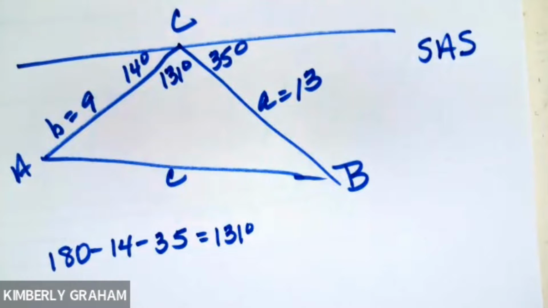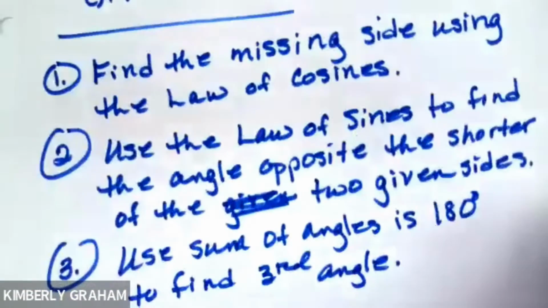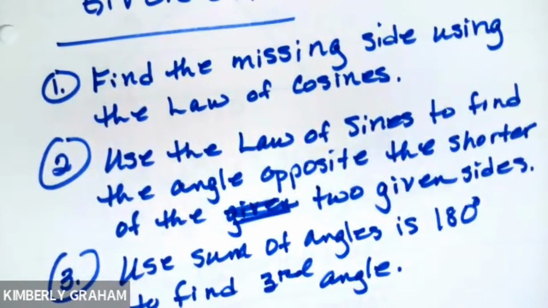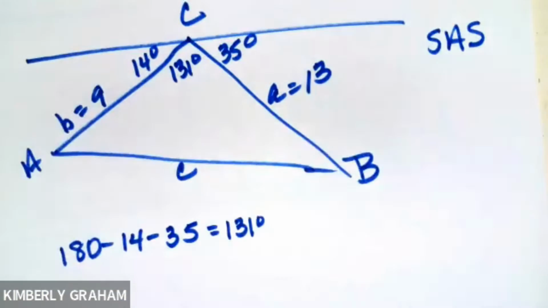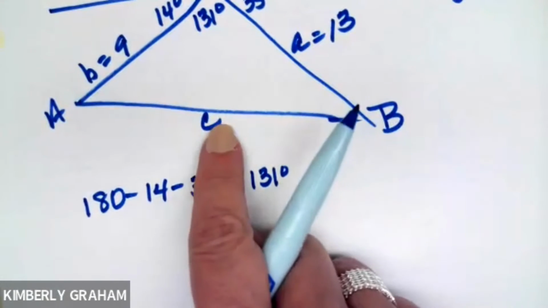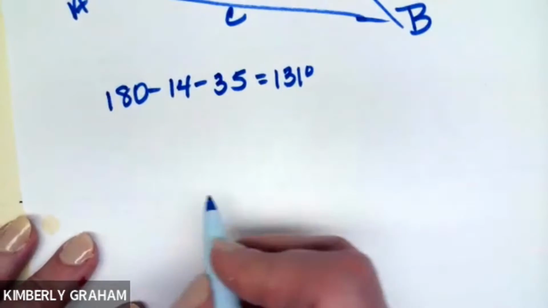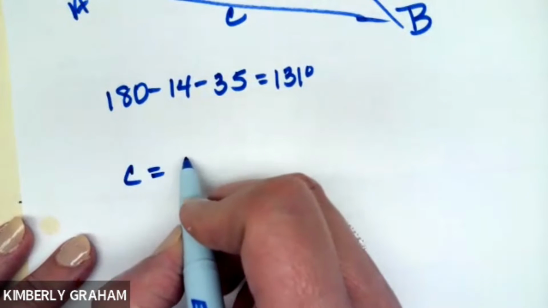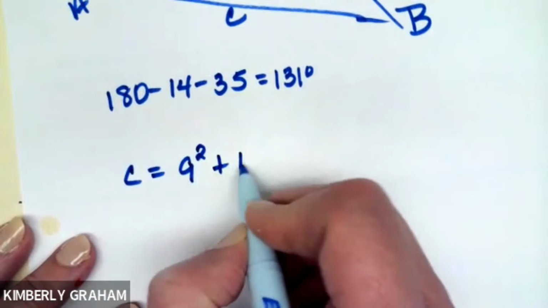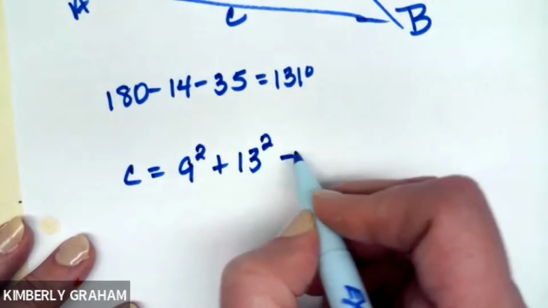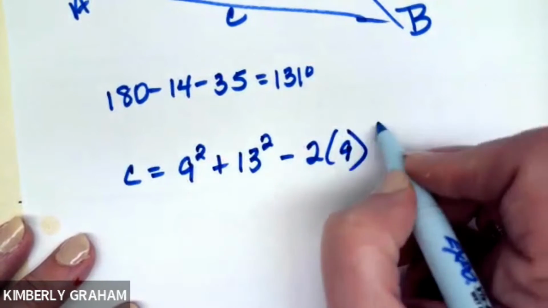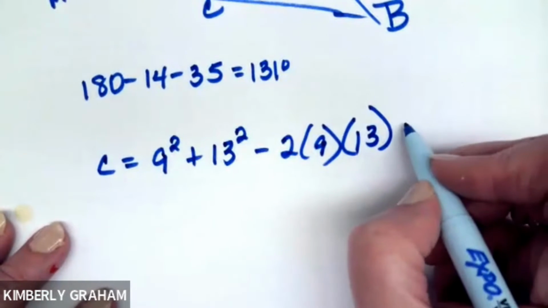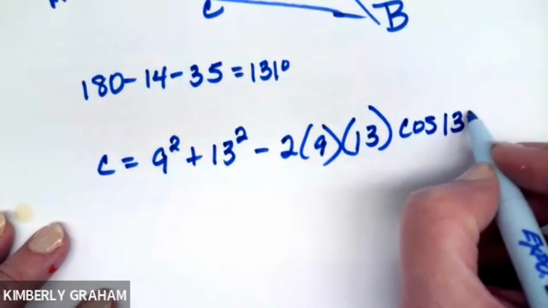So now I can use one of those two methods that I just talked about over here with law of cosines, actually this method right here. So the first thing I'm going to do is find the missing side using the law of cosines. So the missing side is side C. So C squared is going to equal 9 squared plus 13 squared minus 2 times 9 times 13 times the cosine of 131.